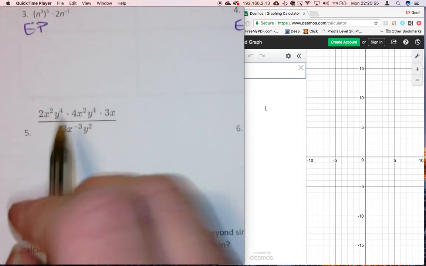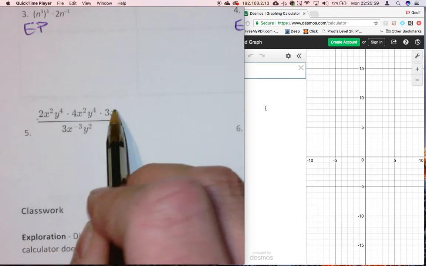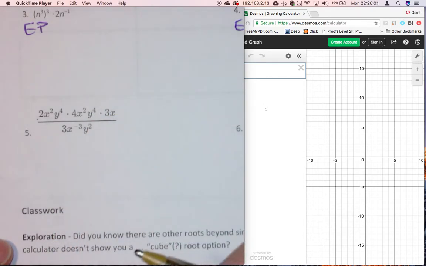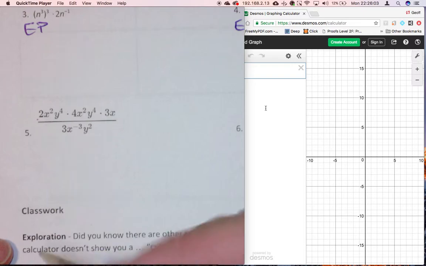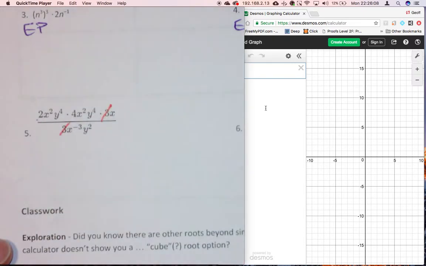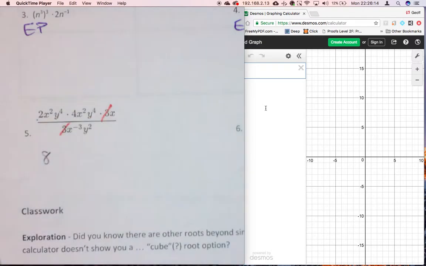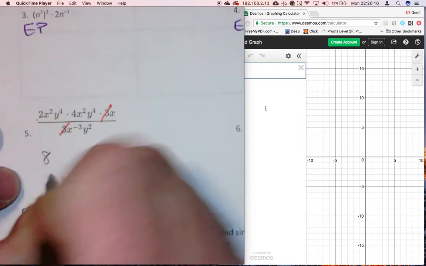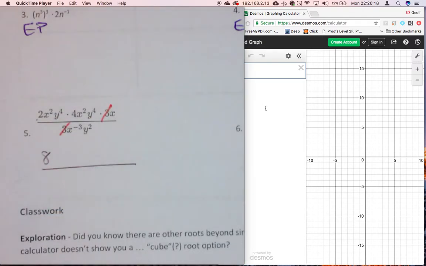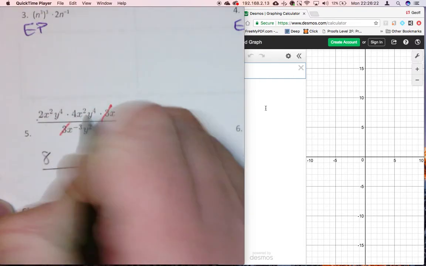Number 5 has 2x squared y to the 4th, 4x squared y to the 4th, and 3x. We should first of all combine all coefficients. And I'm going to cleverly combine, where I'm going to recognize that if 3 is on top and 3 is on the bottom, I'm canceling that out first. So that means I'm left with 2 times 4. Then I have to look at all the, and they're on top of the fraction. Okay, then I have to look at all of the x's that are similar. And there's a multiply everywhere there's a multiply.